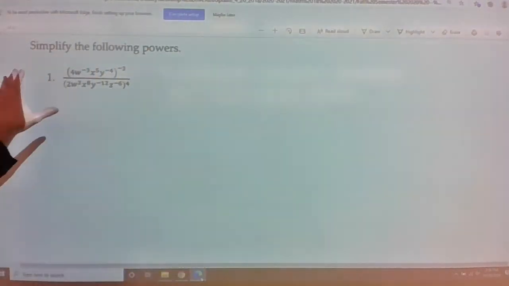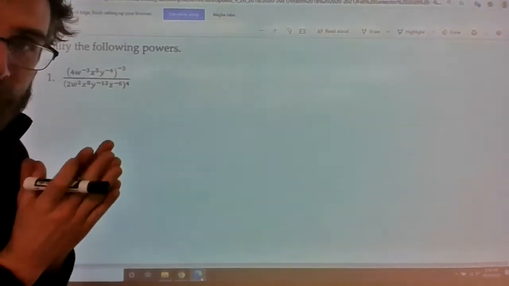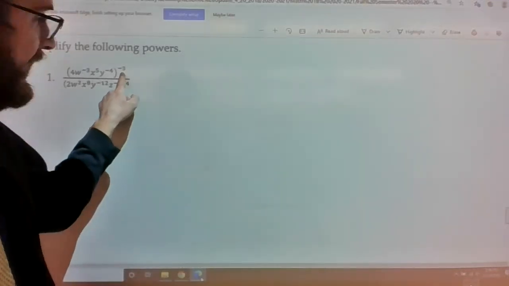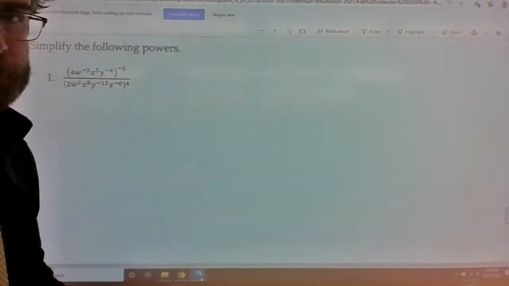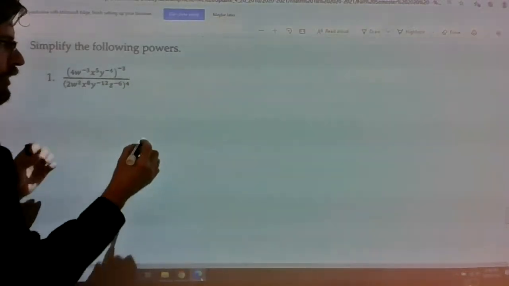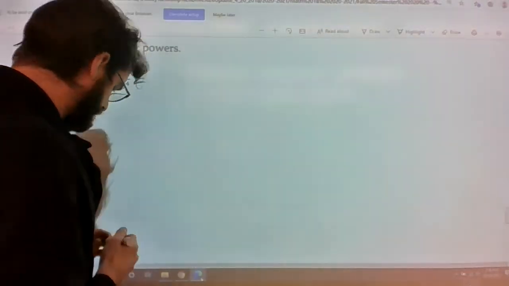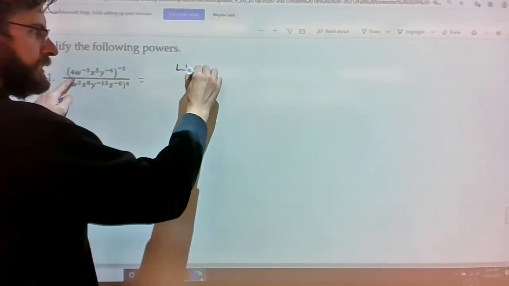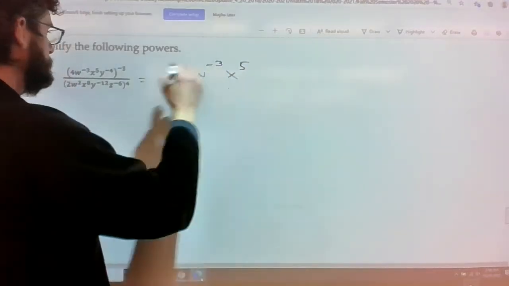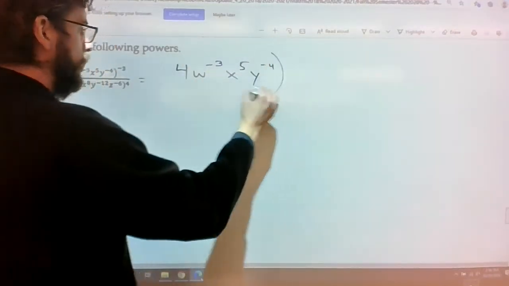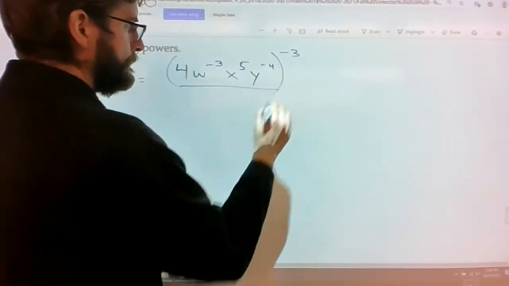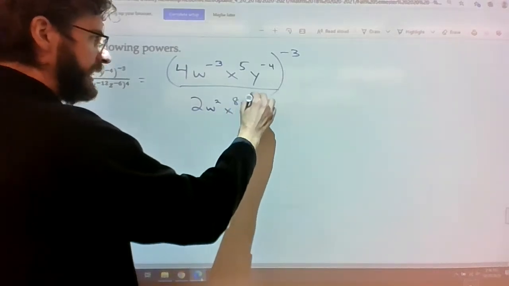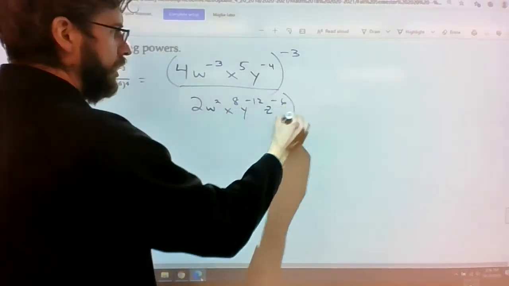So, this is sort of like the mountaintop of negative exponent properties. What are we supposed to do when you're distributing a negative exponent to all the parts inside here? Well, as you recall, first, let me write this a little bit larger. So you got 4w to the negative 3 power, x to the 5, y to the negative 4. All of that is to the negative 3 power. On the bottom, you've got 2w squared, x to the 8, y to the negative 12, z to the negative 6, all of that to the 4.